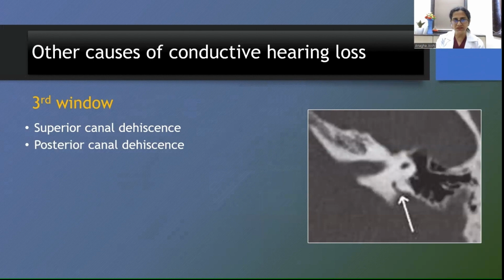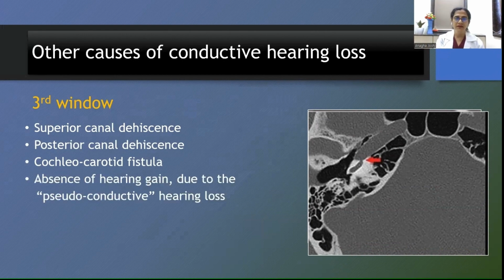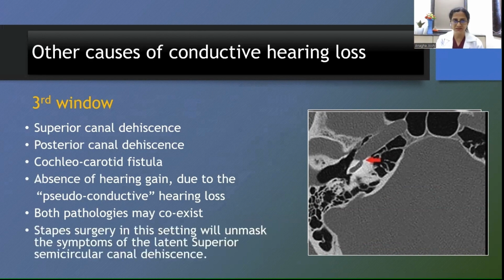Rarely you may have a posterior canal dehiscence or a cochlear carotid fistula, which may also represent as a third window. When you do a stapedotomy in the presence of a third window, you will not get a hearing gain after surgery because the loss is a pseudo-conductive hearing loss. Sometimes otosclerosis and a third window may coexist, and stapes surgery in this setting will unmask the symptoms of the latent superior semicircular canal dehiscence, apart from not giving any hearing improvement to the patient after surgery.